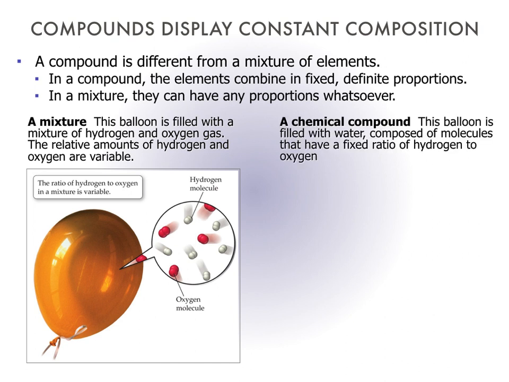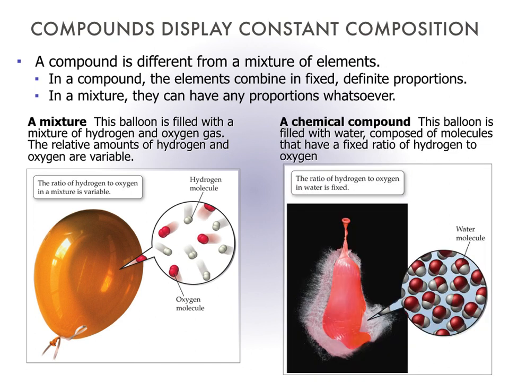A chemical compound, right? This balloon is filled with water, composed of molecules that have a fixed ratio of hydrogen to oxygen. Just like I mentioned before, it's always going to be 1 oxygen for every 2 hydrogens, okay? And that's not going to change. If we change that, then it's no longer water, okay? So compounds are always in fixed, definite proportions.